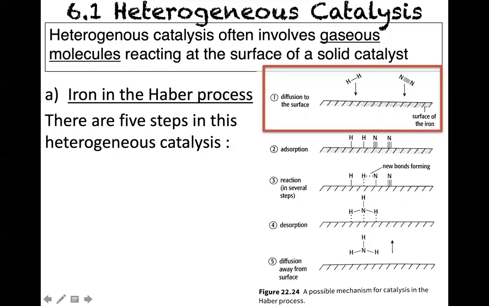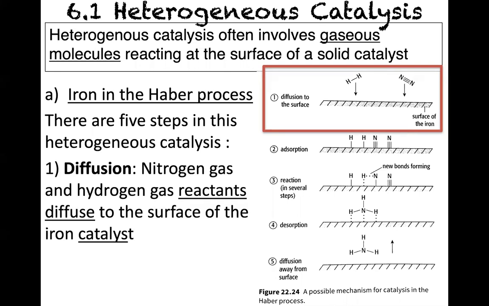There are steps in the function of heterogeneous catalysis, okay? So using iron in the Haber process as an example, we're going to look at these five steps. You have this diagram in your notes. The first step is the diffusion of reactants onto the surface. Your reactants move to the surface of the catalyst, so nitrogen gas and hydrogen gas reactants diffuse to the surface of the catalyst.